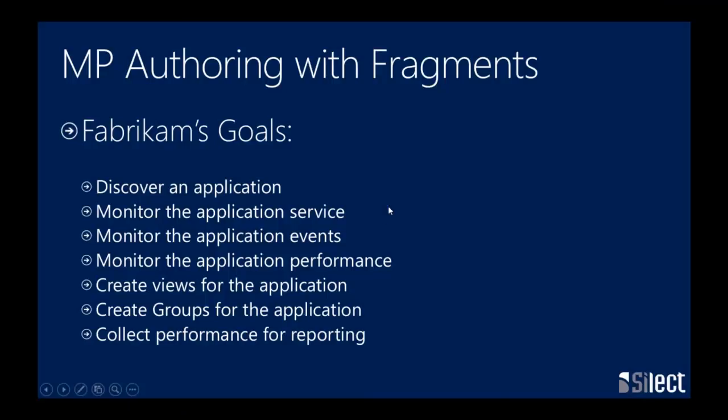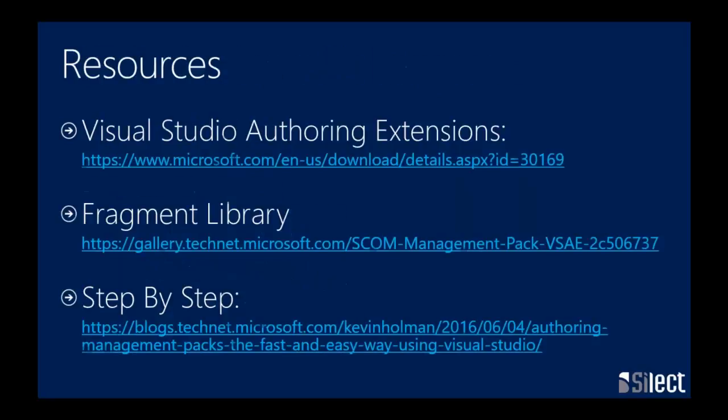So I think we met the goals. We discovered the print app, we monitored the service, events, we collected performance data, we did views and groups. So all of that in about 40 minutes. And so you can see that's really fast, and that's with me explaining it. If I'm just creating this for a new application, you can do all of that in about 15 to 20 minutes. It's really, really fast, especially if you get good at find and replace.